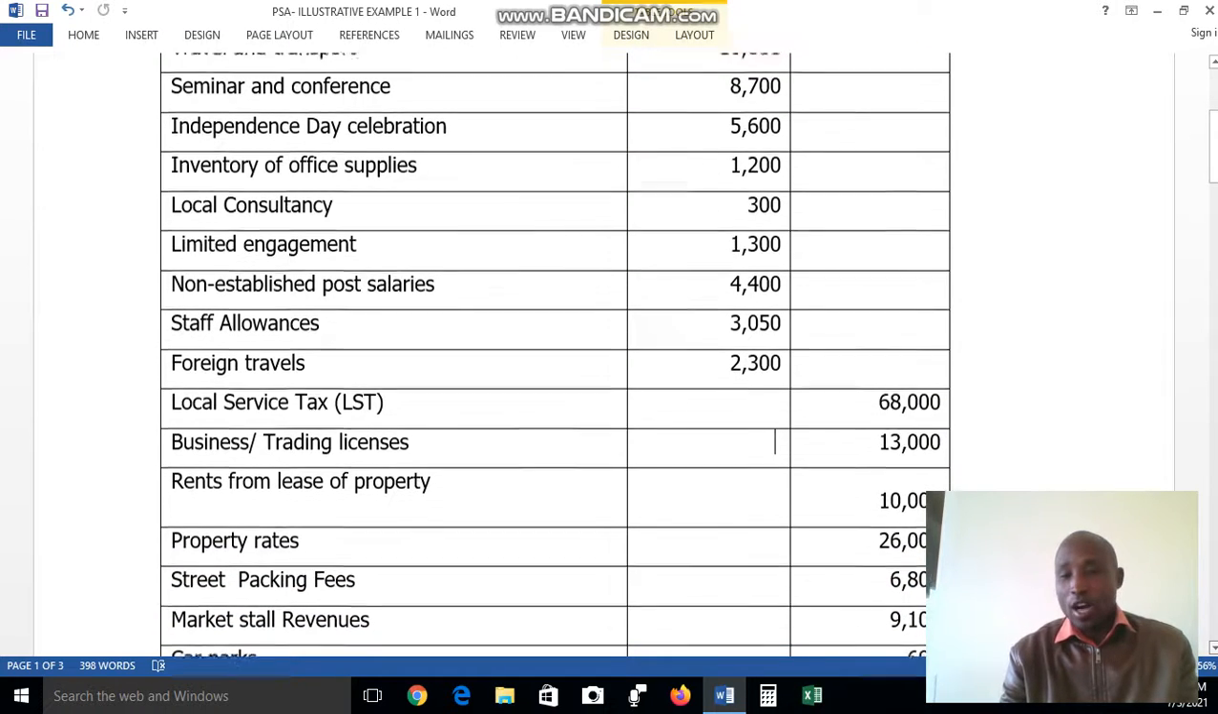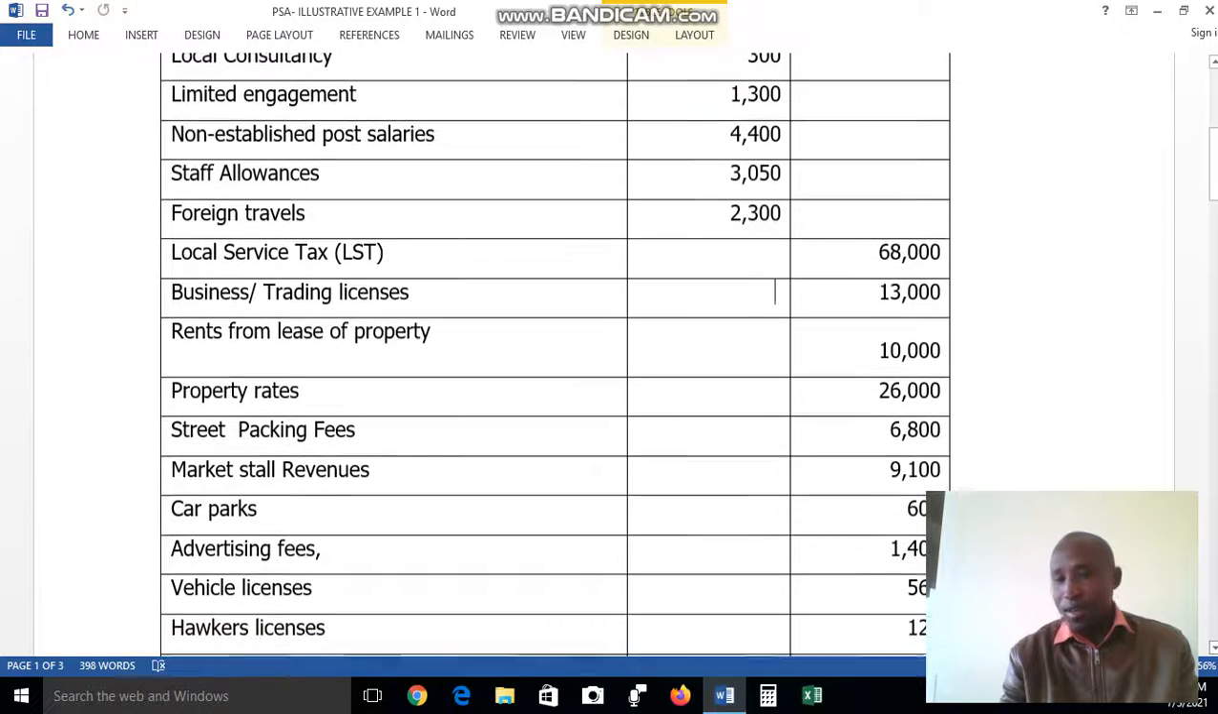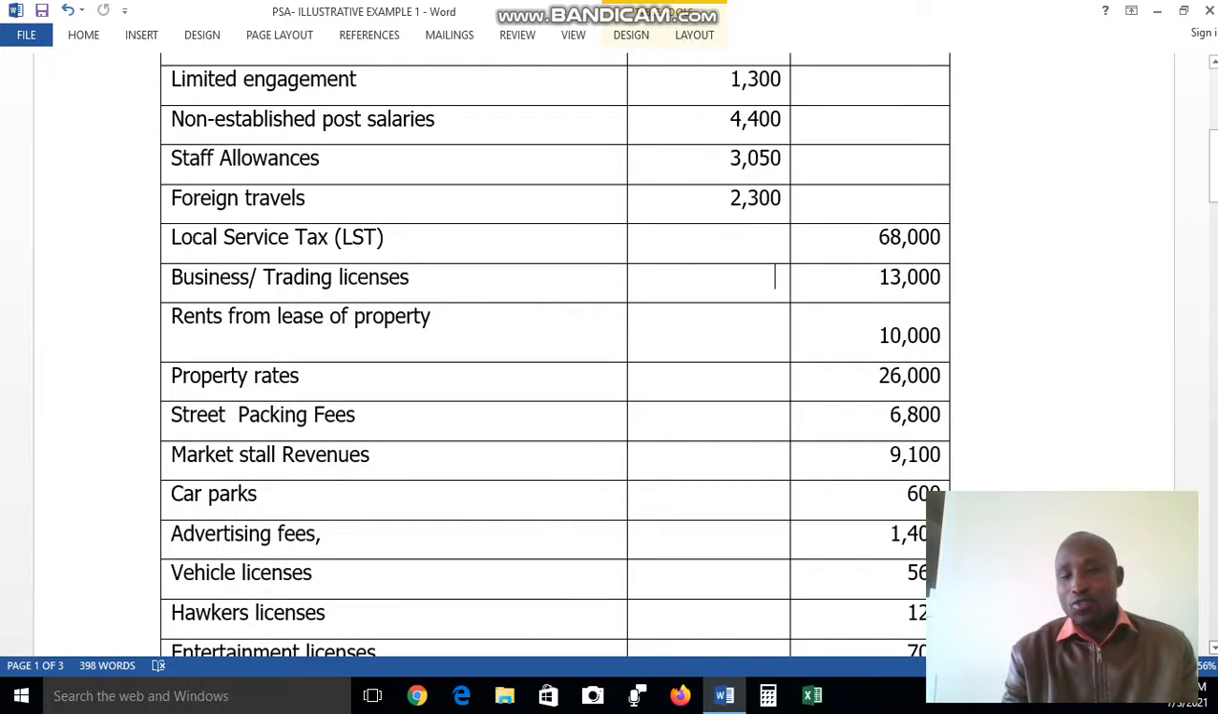income and expenditure account, because this organization is a non-profit making entity, and therefore the accounts prepared by non-profit making entities, especially when it comes to financial reports, we call them income and expenditure account. Then the balance sheet is the same.